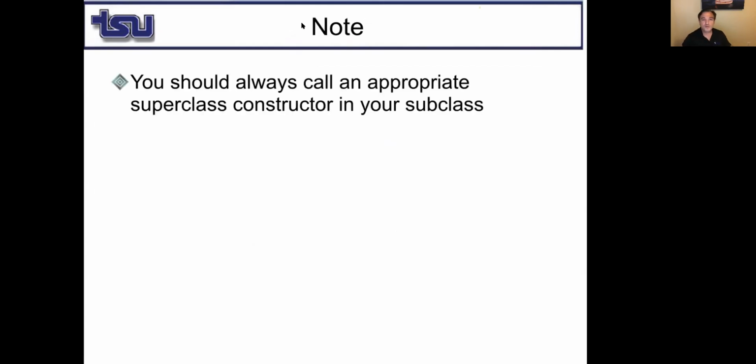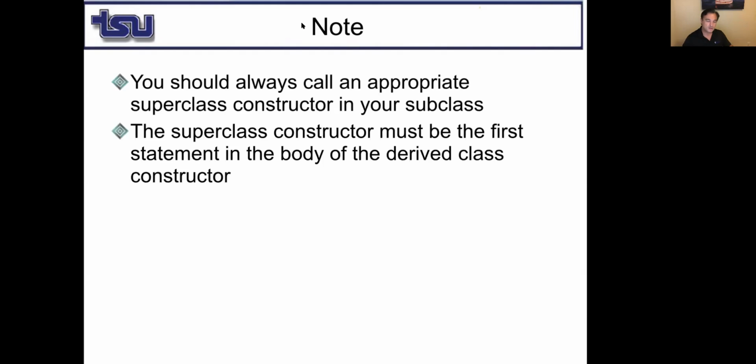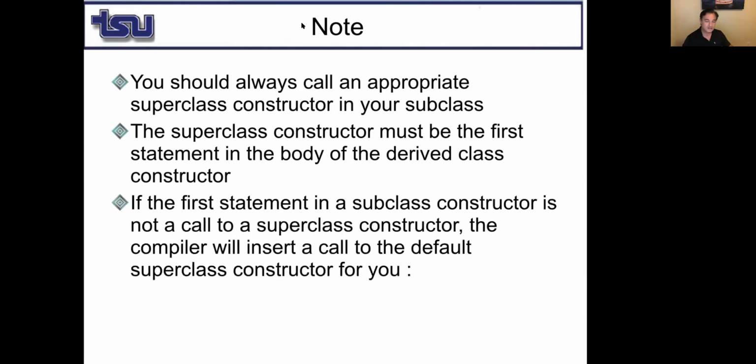All right, so you should always call an appropriate superclass constructor in your subclass. Otherwise, you may have trouble. And then I'll show you this. Superclass constructor must be the first statement in the body of the subclass or derived class constructor. If the first statement in a subclass constructor is not a call to a superclass constructor, the compiler will insert a call to the default superclass constructor for you, just like this. Well, is it good or not? Let's see.